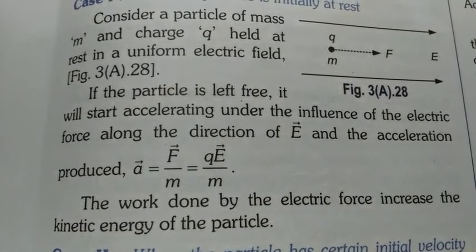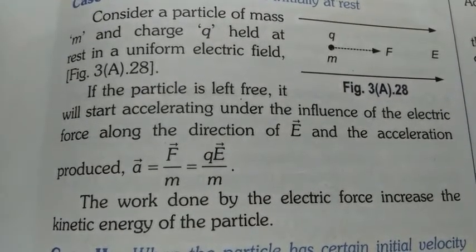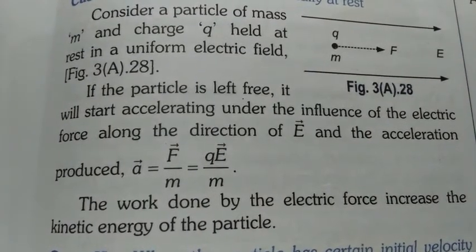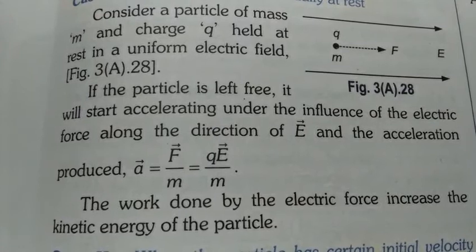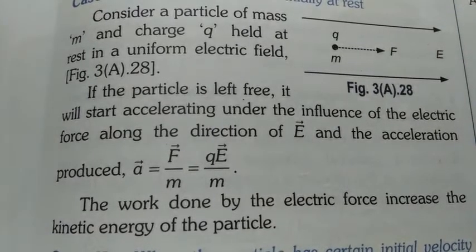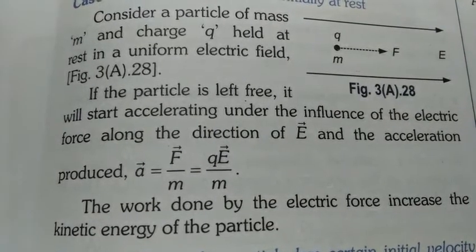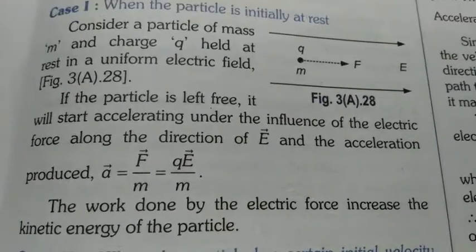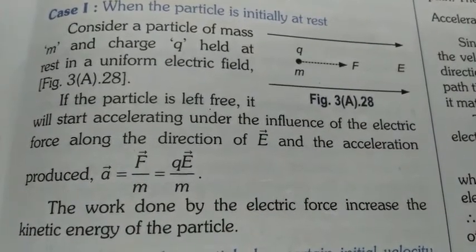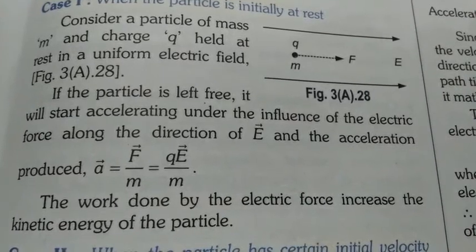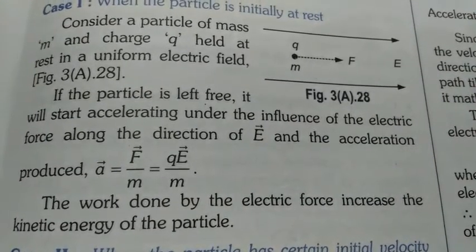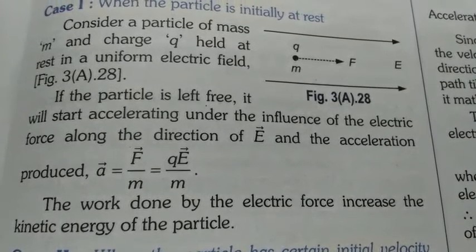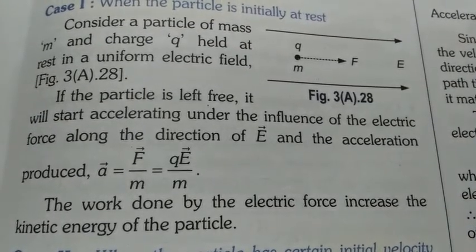The particle gets accelerated, and the formula of acceleration can be given like this: a equals F upon m. Now here the force is because of the electric field, so in place of F we can put qE, and this is the formula of acceleration, a equals qE upon m. The work done by the electric force increases the kinetic energy of the particle, and that's why it gets accelerated.